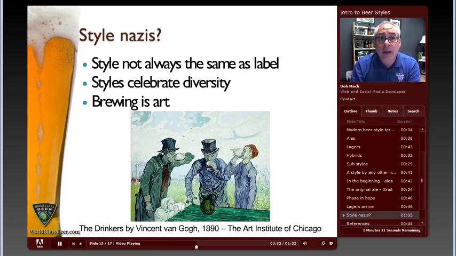I appreciate style guidelines because it helps me to understand and explain how much wonderful diversity there is in the beer world. But I hope that we never come to a situation where brewers are compelled to follow style guidelines strictly. Styles should celebrate diversity, not restrict it. In my opinion, the best brewers are artists, and a true artist should never be concerned about coloring inside the lines. A true artist should be free to express themselves with their various ingredients and techniques in any manner that they choose.